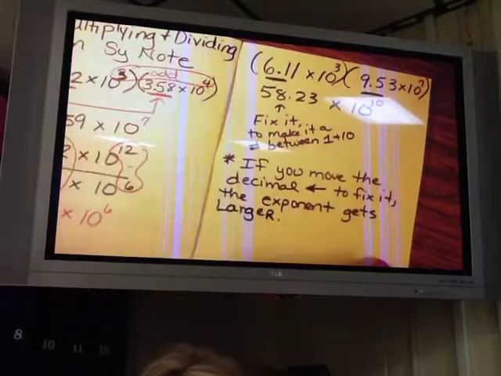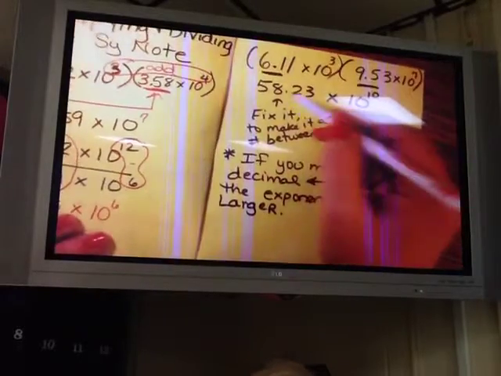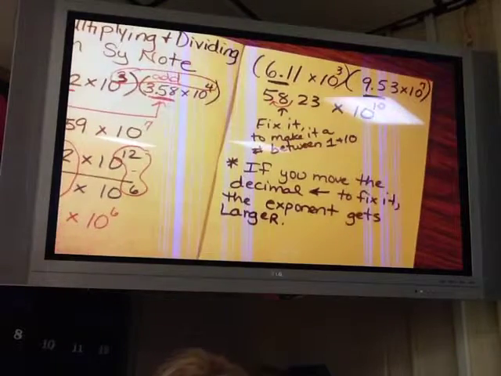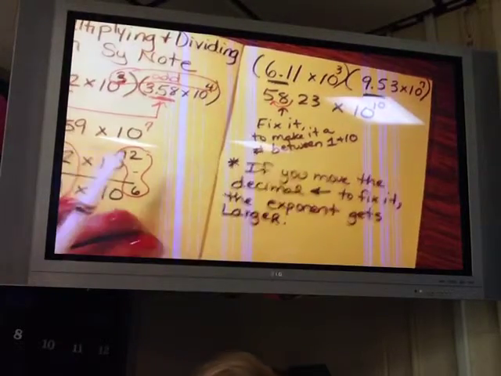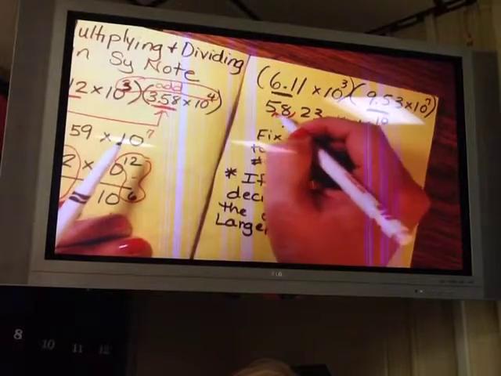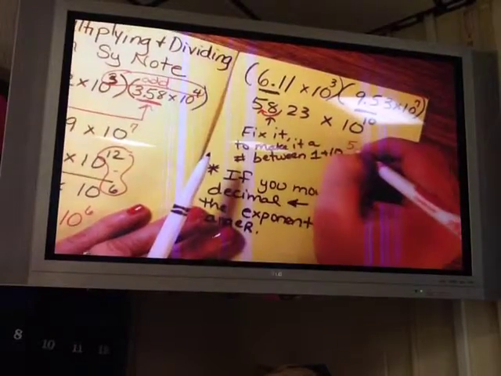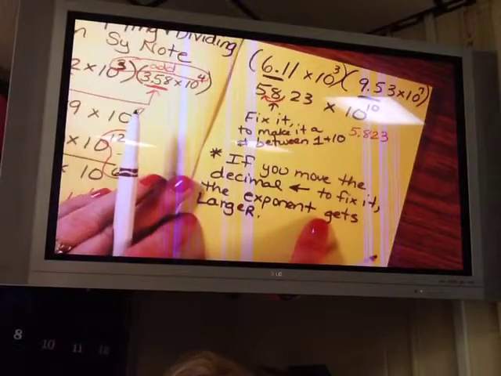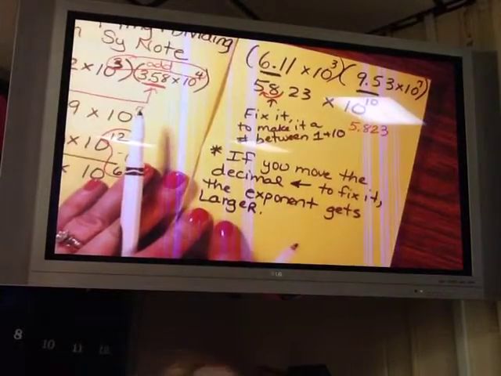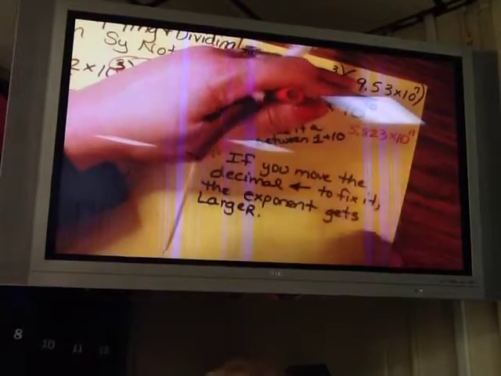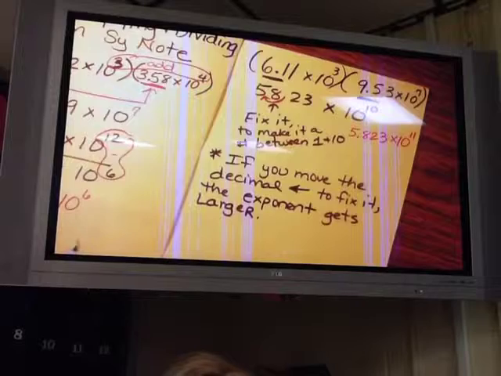So let's look back at our problem. Am I having to move my decimal to the left or to the right? I have to fix it, and to fix that I needed a number between 1 and 10, so I'm moving the decimal to the left. I'm moving it to the left, so it should be 5.823. If I move it to the left to fix it, what does it say about my exponent? It gets larger. However many spots it gets moved, that's how many spots it gets larger. Perfect. Times 10 to the 11th power. I moved it one spot, it needs to get one spot larger on my exponent.